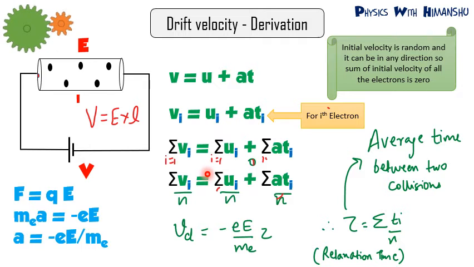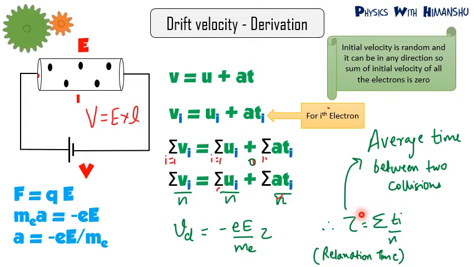Now we have to find the average velocity. We have n electrons, so we will divide both sides by n. Since the summation of Ui is zero and the average velocity of electrons is the drift velocity, summation Vi by n will be the drift velocity. Putting the value of acceleration, that is minus e into E by m, and summation of Ti by n is tau.